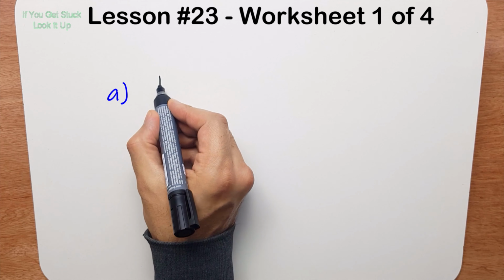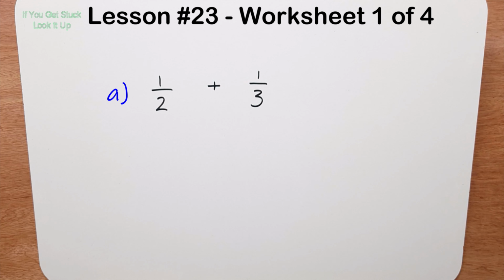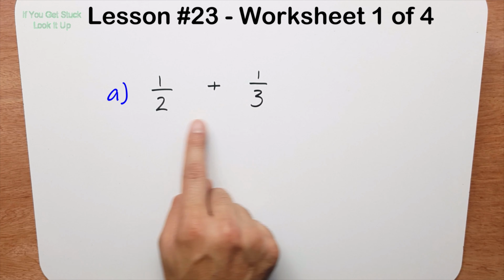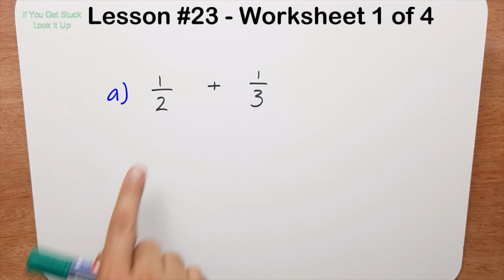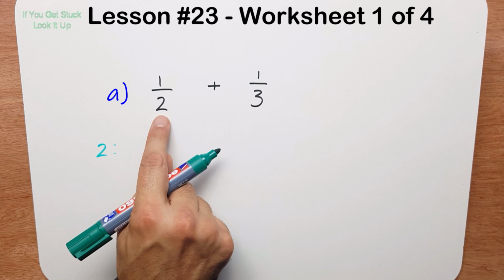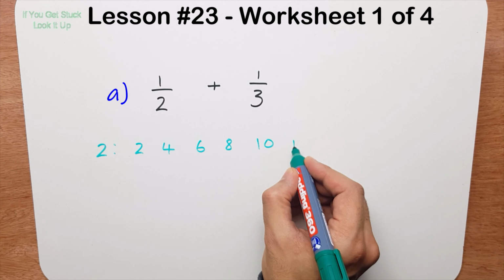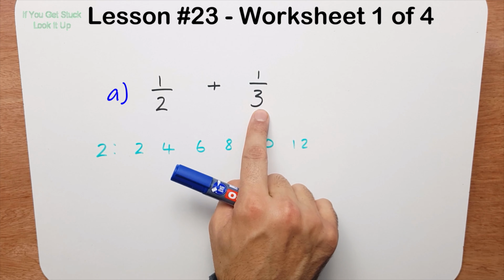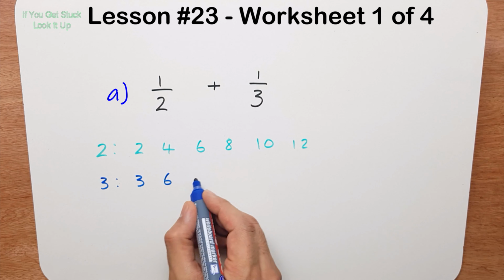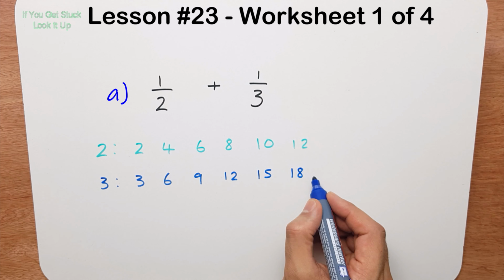So the first question on the worksheet is 1/2 plus 1/3. Now if you notice, the denominators are different. We have to make them the same. One way of doing this is looking at the denominator and doing the times table for that. So I'm going to do 2, 4, 6, 8, 10, 12 and so on. And the same thing with that denominator. So I'm going to do the 3 times table. 3, 6, 9, 12, 15, 18 and so on.